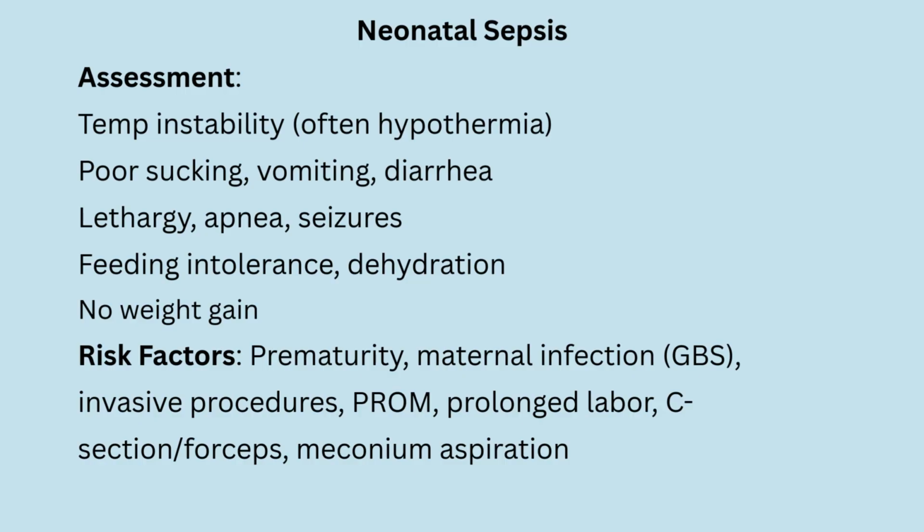Infectious complications include neonatal sepsis. Unlike adults, neonates often present with hypothermia instead of fever. Other findings include poor sucking, vomiting, diarrhea, lethargy, apnea, seizures, weight loss, and dehydration. Risk factors include prematurity, maternal group B strep, prolonged rupture of membranes, or invasive procedures during birth.